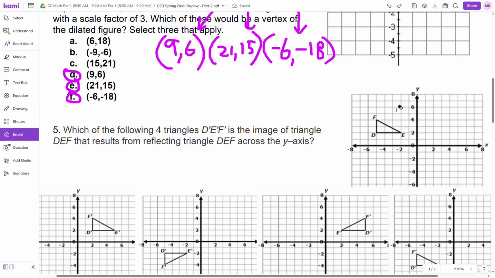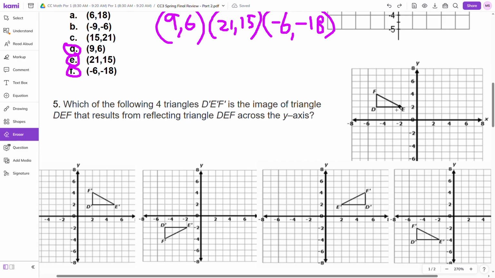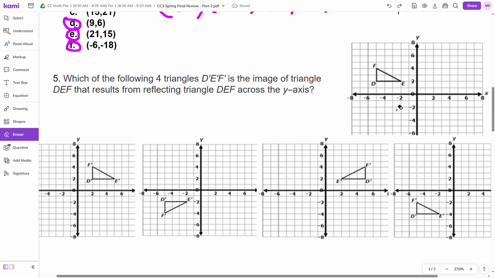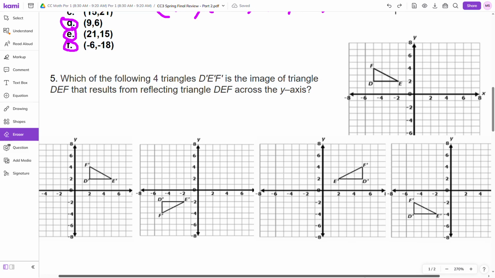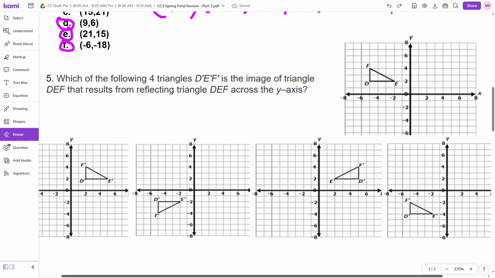Number 5. Which of the following 4 triangles, D prime, E prime, F prime, is the image of triangle DEF that results from reflecting triangle DEF across the y-axis? Well, what are they talking about? Well, look at the one up here on the right, DEF. They want us to reflect that across the y-axis. So this is triangle DEF right here.